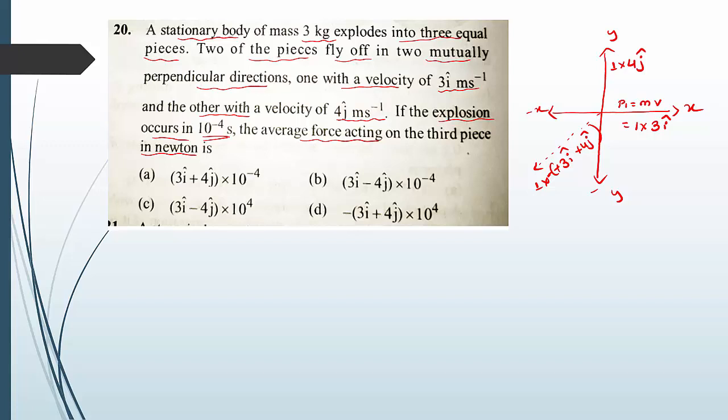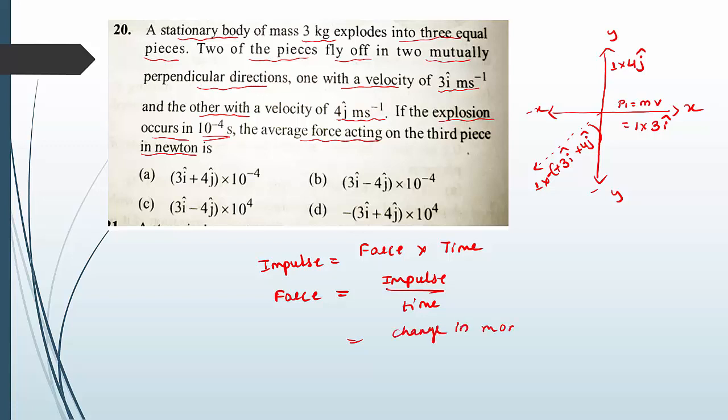Generally for impulse, we can take this formula. Impulse means force into time. I want the force here, the average force. Force equals, we can write, impulse divided by time. So impulse is equal to what? Change in momentum. Remember in the theoretical part, if you have studied, impulse is the change in momentum. So change in momentum divided by time, keep as it is. Right. Now write their values.